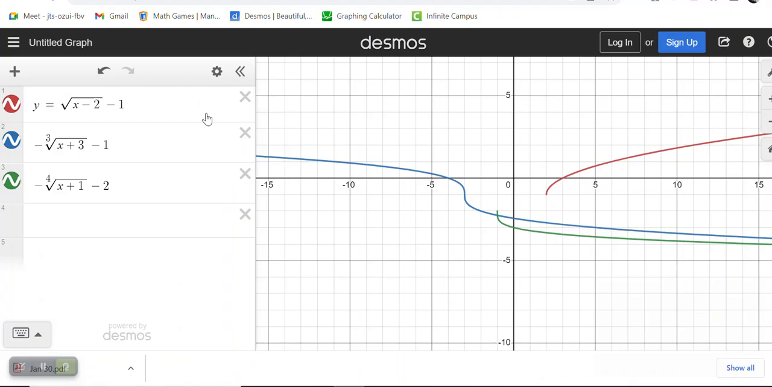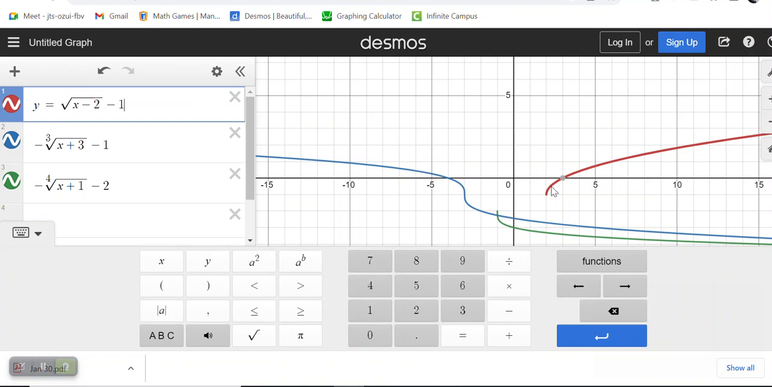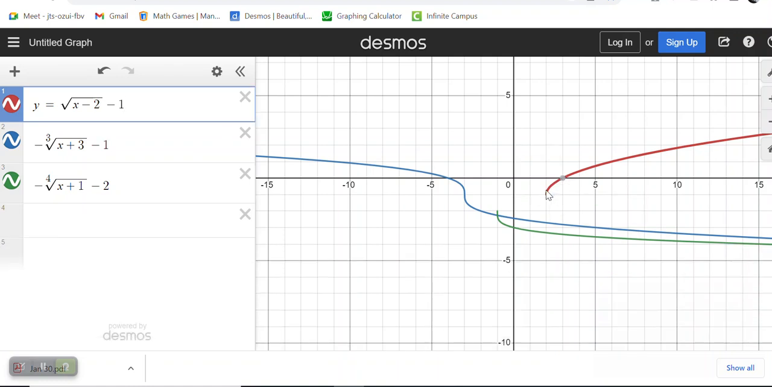All right, so here we have in the red that first function. Just like we said, it's going to drop 1 space down and then 2 over, and it's going to go through 3, 0. And then it's going to continue to get higher as we go.